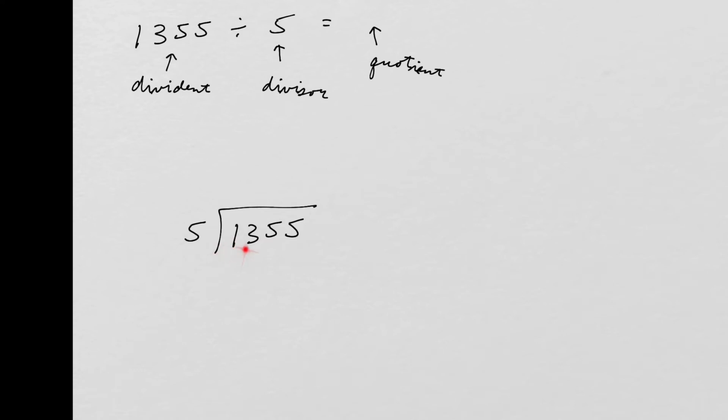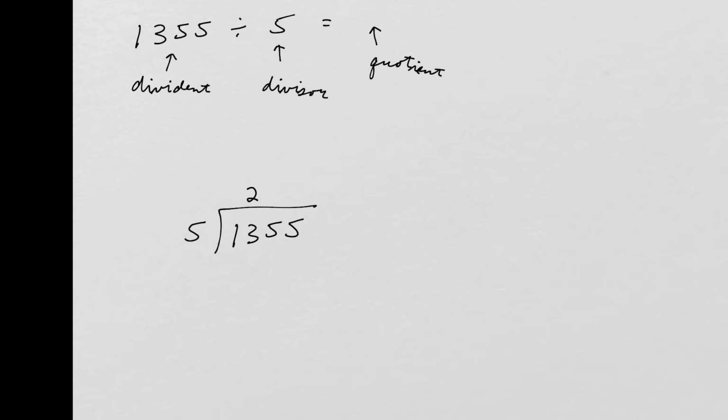So then I consider the first two numbers, the 13. Does 5 go into 13? Yes, it goes in 2 times, right? So what I do is I write a 2 over the 3 here. Now, really what you're saying is, because the 3 is in the hundreds place, you're saying that 5 goes into the original number, 1355, 200 times.